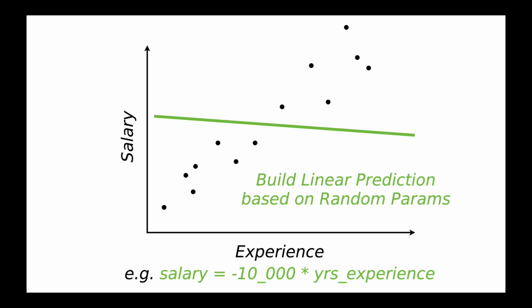So remember, what we're actually doing is building a line, which is a prediction. Normally we're going to start this with just random parameters, like this $10,000 here. Then we're going to build some type of a formula based on that. And then over time, we're going to adjust those parameters so that they get better and better.